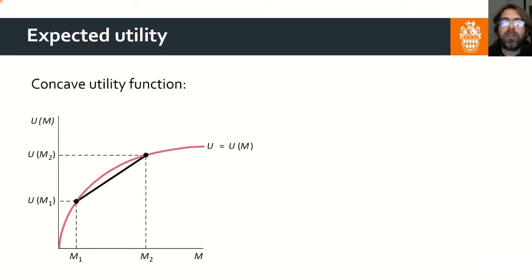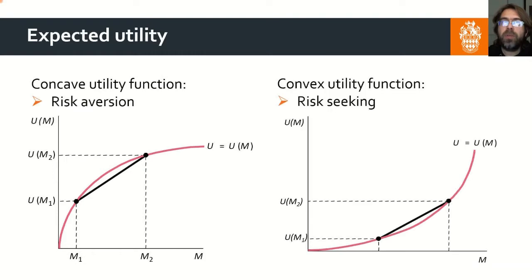A concave function is always linked to a certain risk attitude, namely risk aversion. The other type of risk attitude, risk seeking, belongs to convex utility functions. As you can imagine, a convex function is the opposite of a concave function. If you take 2 points on a convex function and connect them with a line, the line will always lie above the function.